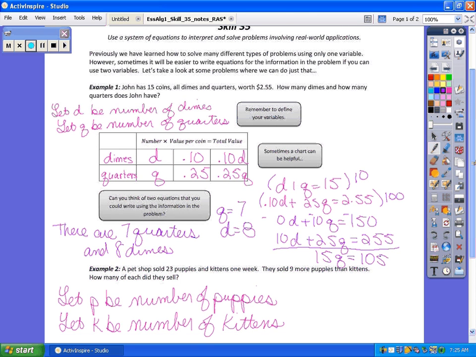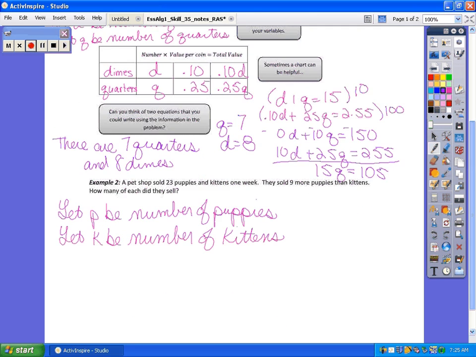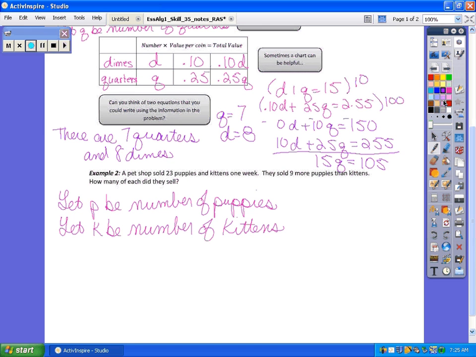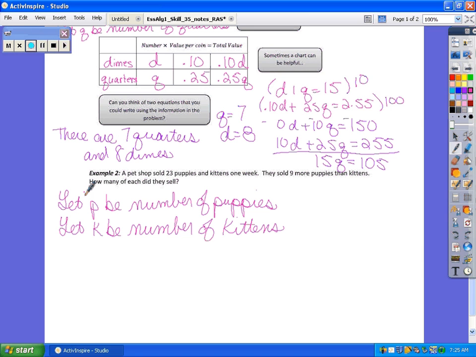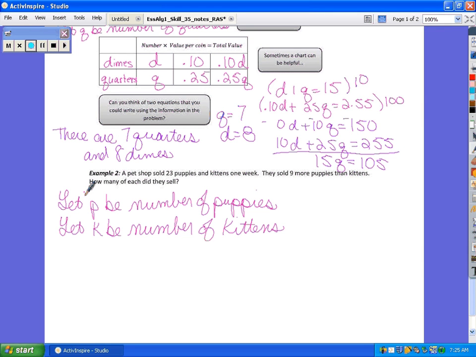Going on to the second one. I've already listed my let statements, and again, they come from the question, how many of each did they sell? So we sold puppies and we sold kittens. So together, we sold 23 pets.